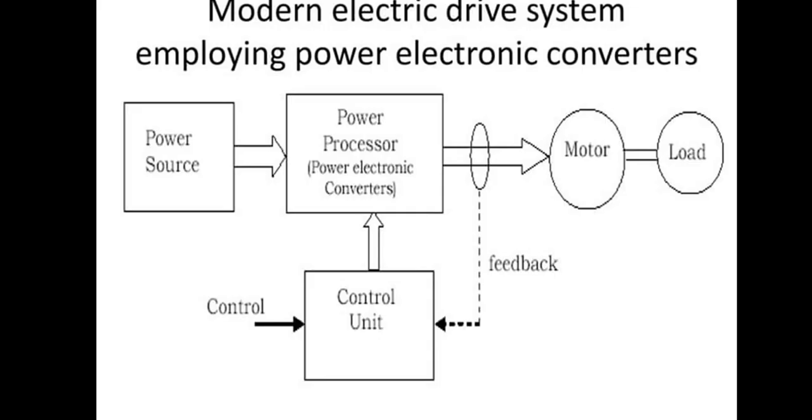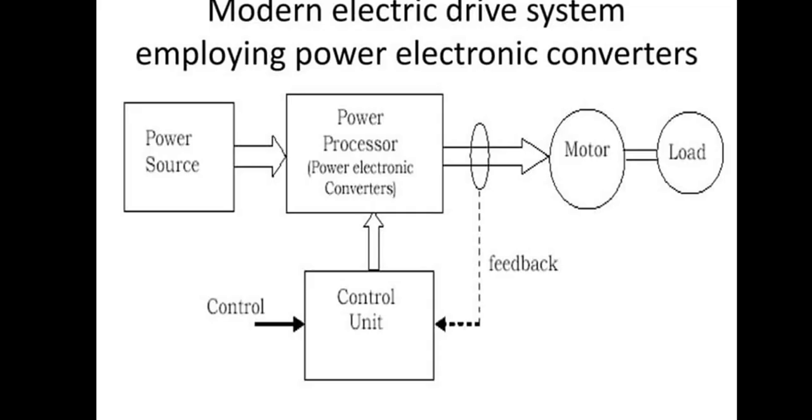At the starting point, this is the input supply to our device. It can be either AC, like from the utility mains, or DC, such as from a battery or solar system. The main purpose of the power source is to provide the raw electrical energy that will later be controlled and supplied to the motor.